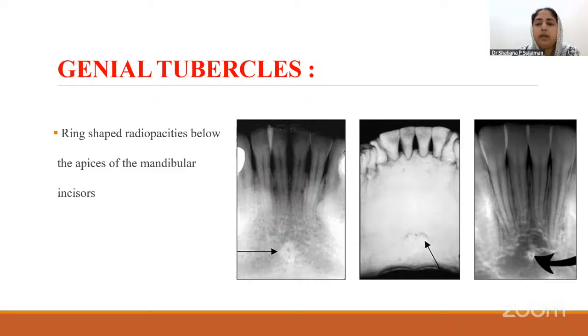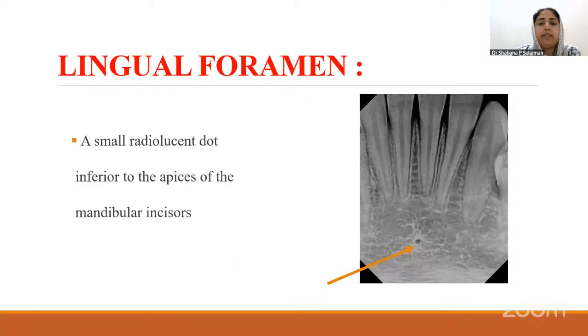When you take a radiograph, you can appreciate it as a ring-shaped radiopacity below the apex of the mandibular incisor. Inside this ring-shaped radiopacity, you can appreciate a radiolucent dot, which is the lingual foramen. The lingual foramen is the area where the incisive nerves and vessels come out.